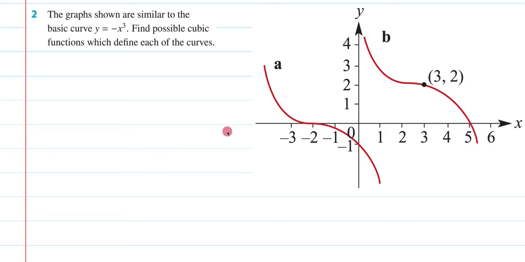We are going through exercise 6H, and in this video, we'll be answering question 2a, which says the graphs shown are similar to the basic curve y equals negative x cubed. Find possible cubic functions which define each of the curves.